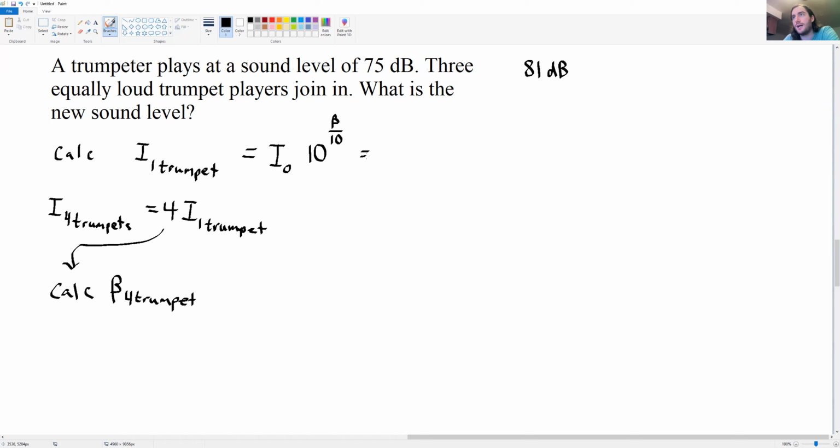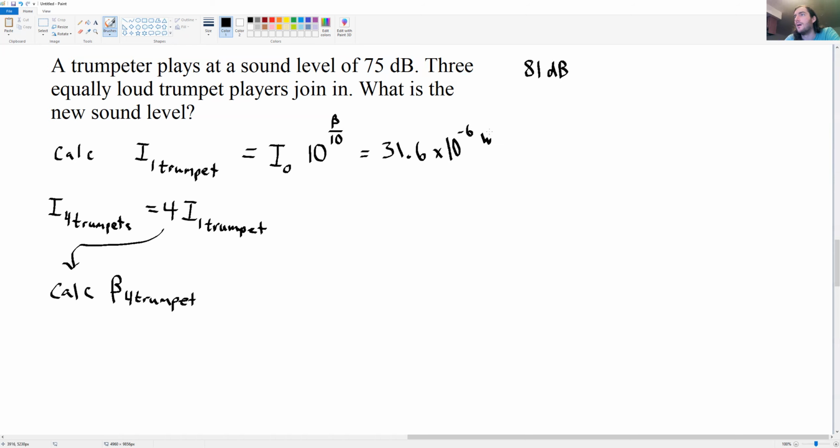And you want to just go straight to your calculator on this. So I have Wolfram Alpha over here to calculate this for me. So 10 to the minus 12 times 10 to the beta over 10. And beta is 75 in this case. And 75 over 10 is 7.5. So 10 to the 7.5 times 10 to the minus 12. And we get, for our answer here, 31.6 times 10 to the minus 6 watts per meter squared.